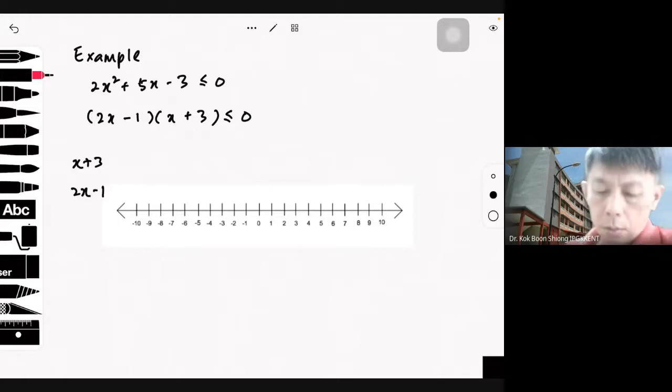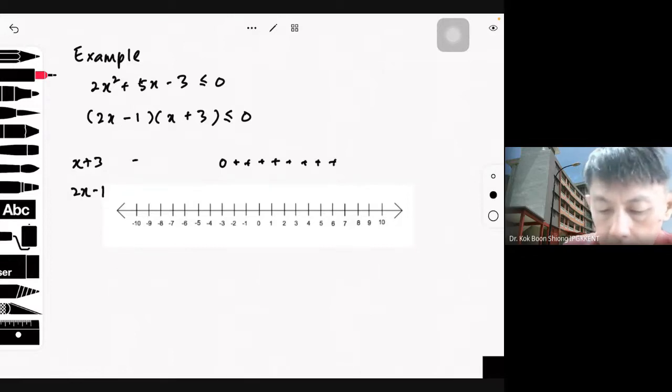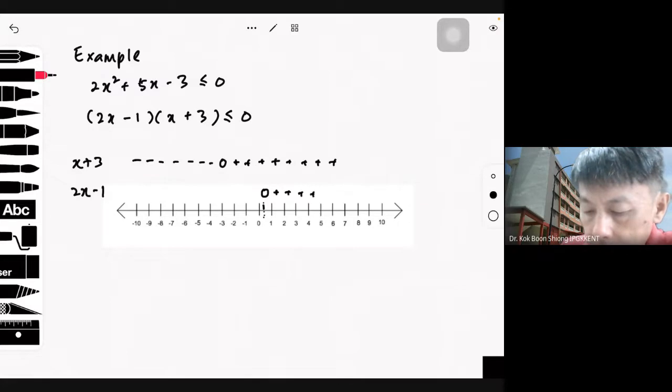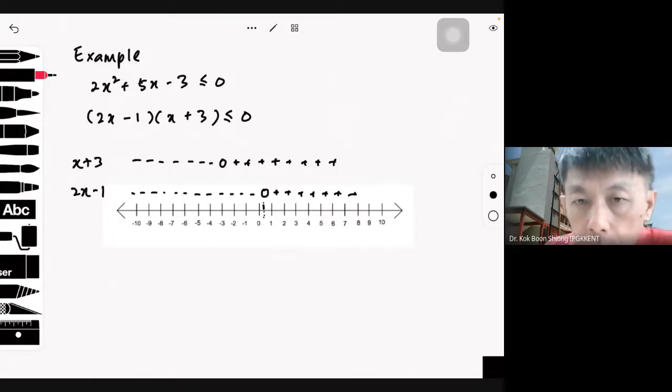So when x equals negative 3, this is 0 here. Over here is positive, over here is negative. When x equals half, let's say the half is here, it could be 0. Over here is all positive, over here is all negative. Now it is smaller or equals to 0.